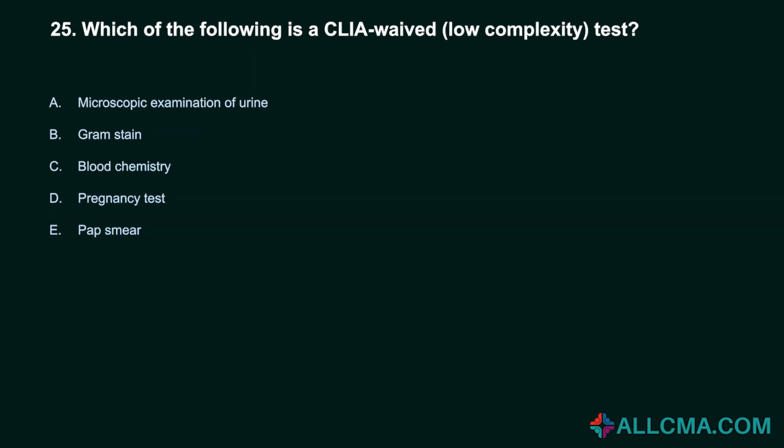25. Which of the following is a CLIA waived, low complexity, test? A. Microscopic examination of urine. B. Gram stain. C. Blood chemistry. D. Pregnancy test. E.